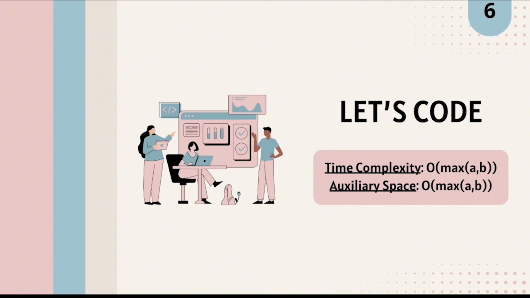And the space of that will be max of A and B, so what number? If A is 5 and B is 10, it's going to be big O of 10. It's a constant, right? And auxiliary space also will be the same.